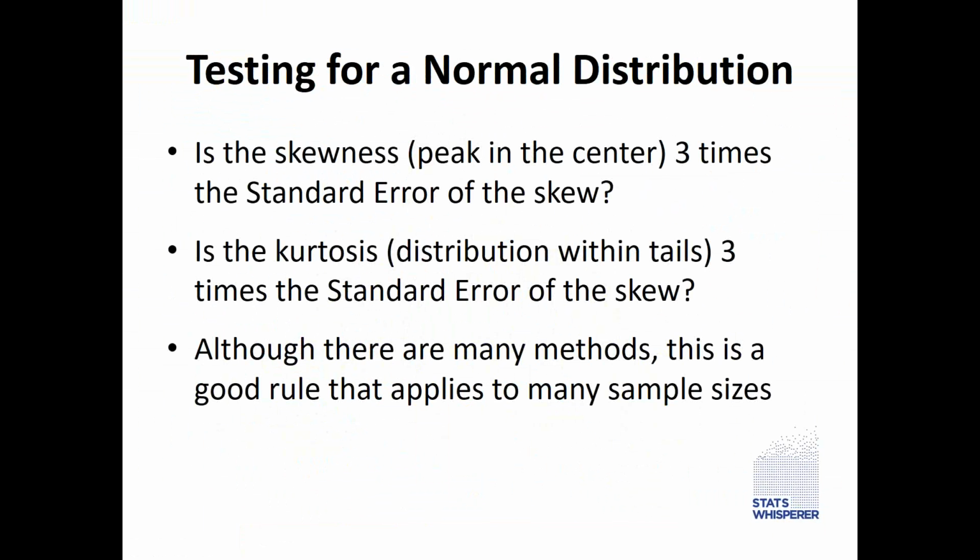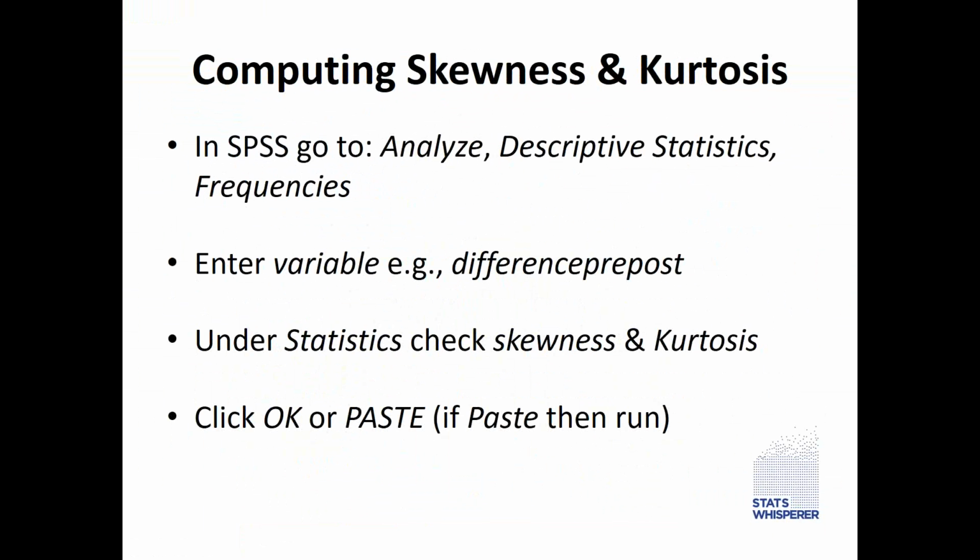And then we also want to look at the kurtosis, which addresses the spread of the cases to the tails, so not in the peak, but out to the sides. Is the kurtosis 3 times the standard error, right? There are many ways of figuring out normality, and many of them are sensitive to sample size. So this is a good, solid way of looking at normality, even if you have a small sample of about 100 like we have. So this is how to compute that in SPSS.